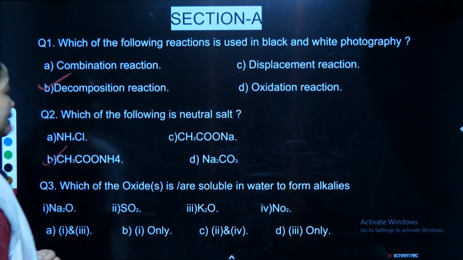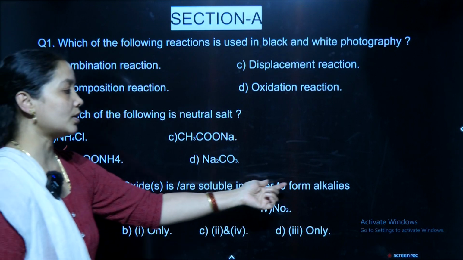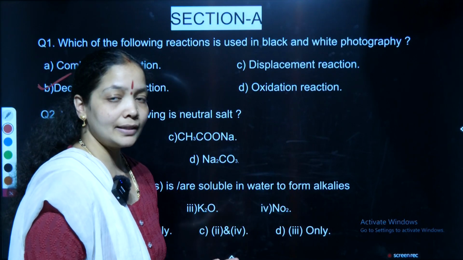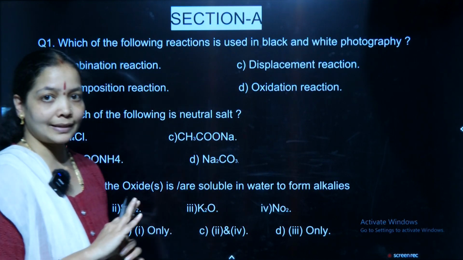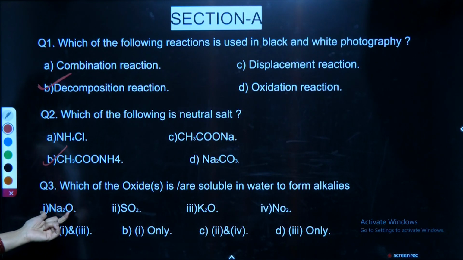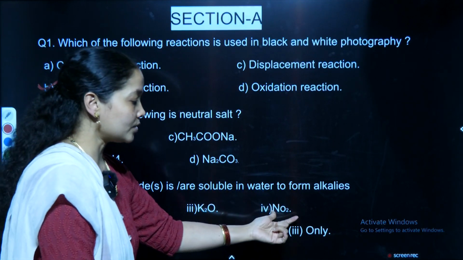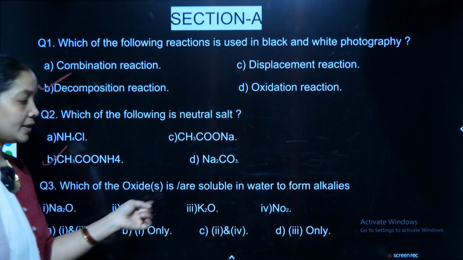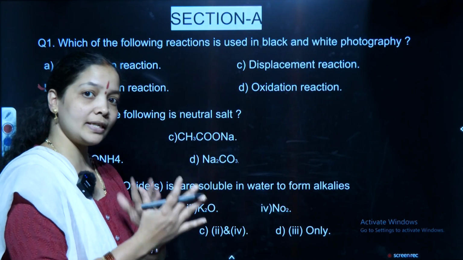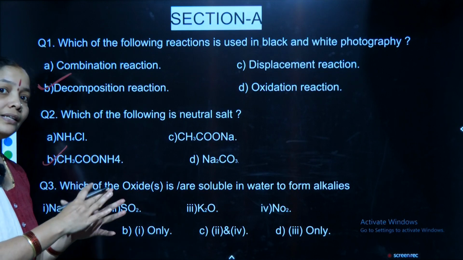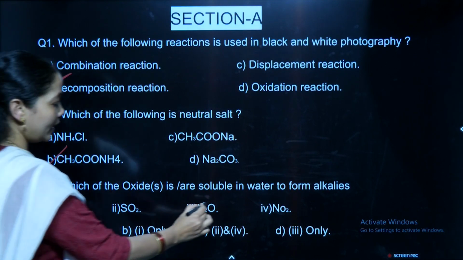Third one, which of the oxides is or are soluble in water to form alkali? What are alkalis? When I dissolve a base inside water, the soluble bases are called alkalis, correct? In this option I have sodium oxide, sulfur oxide, potassium oxide and nitrogen dioxide. I cannot use a non-metal as an alkali because they are already acidic in behavior. That's why a metal in oxide form gives me an alkali. Hence, I have two metals, Na2O and K2O.